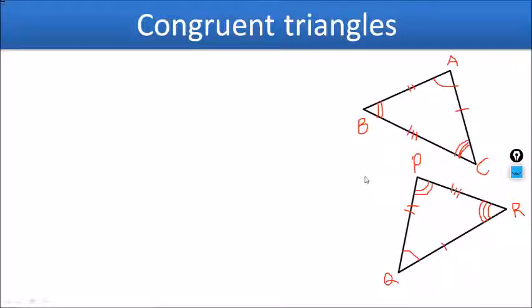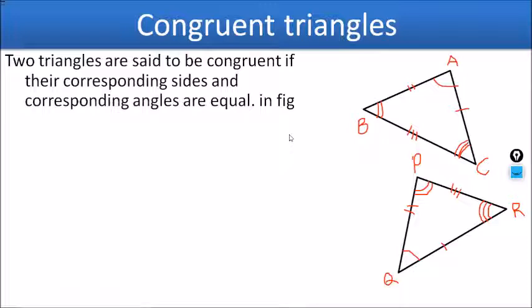So the condition for congruency of triangles: the corresponding sides must be equal, and secondly the corresponding angles. Corresponding angles, I mean to say, angle A lies between the first and second side, and angle Q lies between the first and second side. They are equal. Similarly, angle B is equal to angle P and angle C to angle R. If they are equal, then we say that the triangles are congruent. So two triangles are said to be congruent if their corresponding sides and corresponding angles are equal.